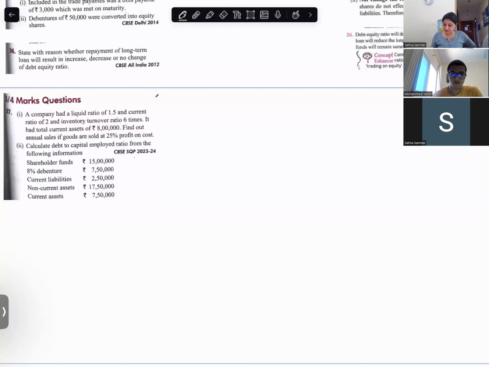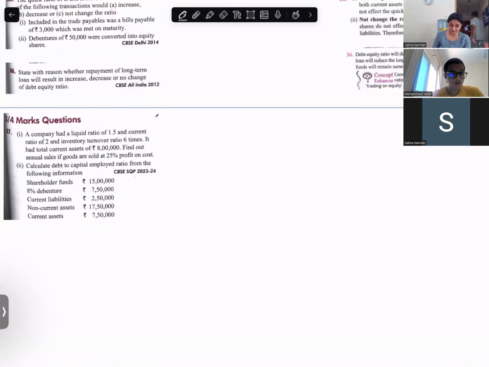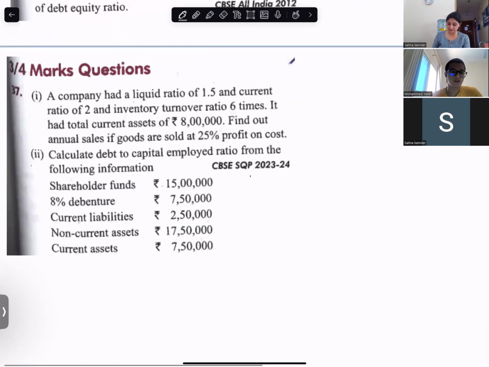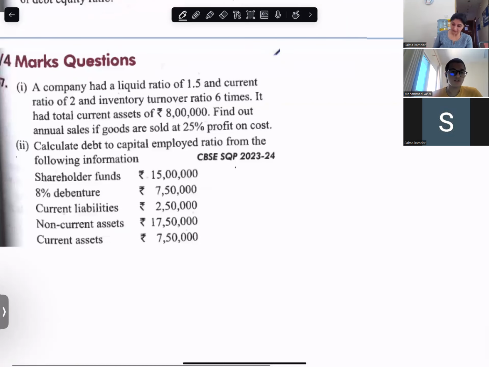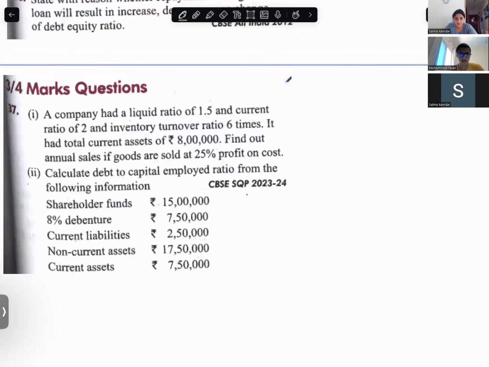So we are doing ratio analysis, 3 to 4 marks questions. Read the question. A company had a liquid ratio of 1.5, current ratio of 2, and inventory turnover ratio of 6 times. It had total current assets of 8 lakh. Find out the annual sales if goods are sold at 25% profit on cost.